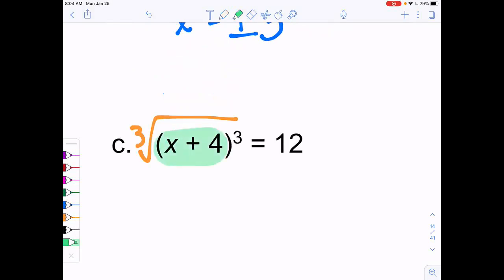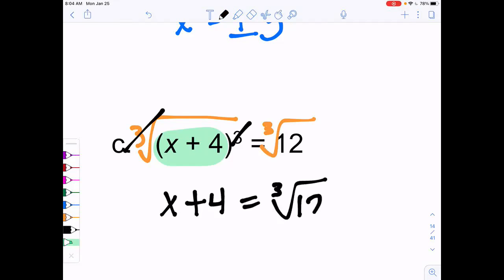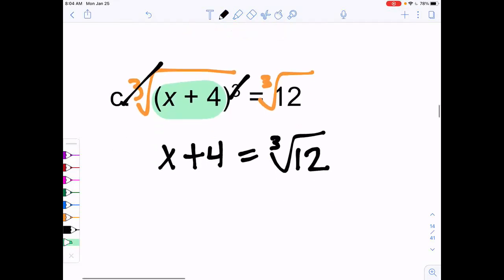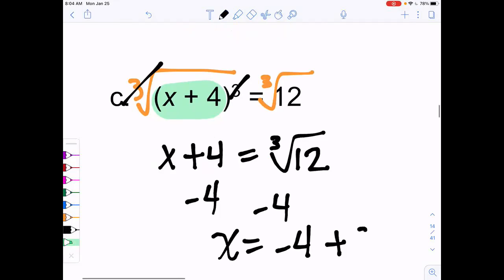The terms, the binomial inside, right now they're grouped together. So if I do the opposite to the outside by taking the cube root of both sides, my radical and exponent cancel and just leave us with x plus 4. On the other side, we have the cube root of 12. Now remember, we're trying to solve, so I'd have to subtract 4, and then I'd have negative 4 plus the cube root of 12.